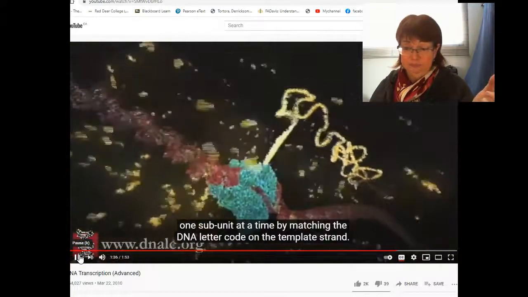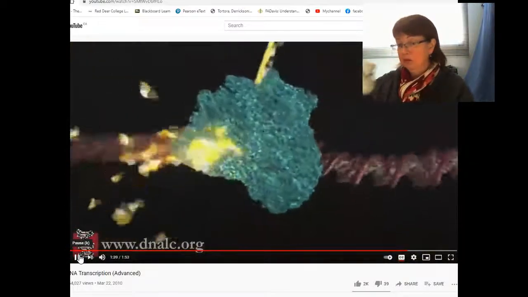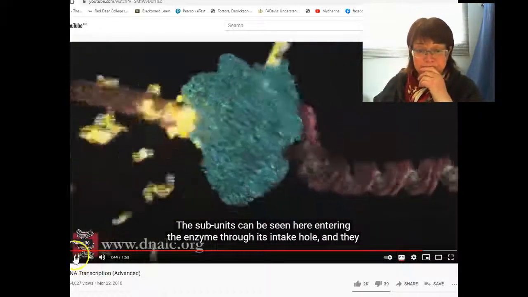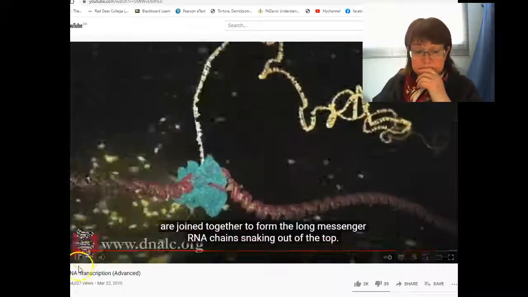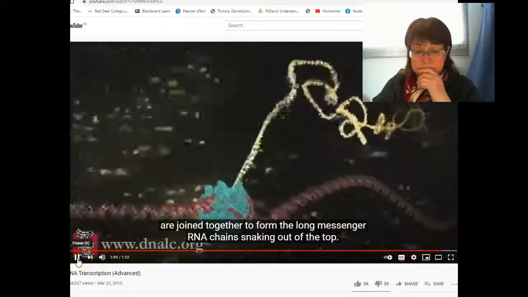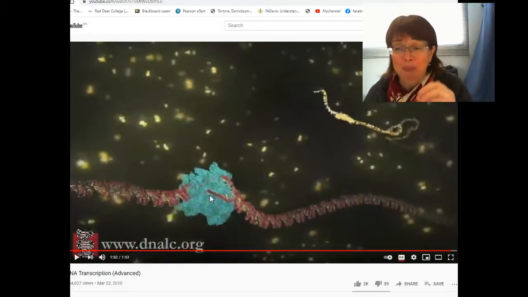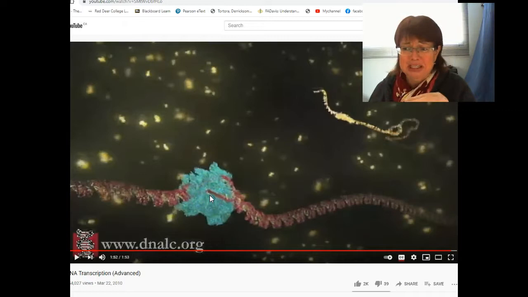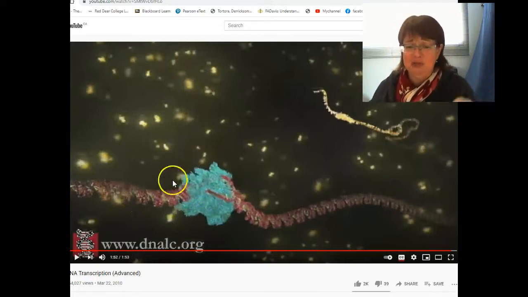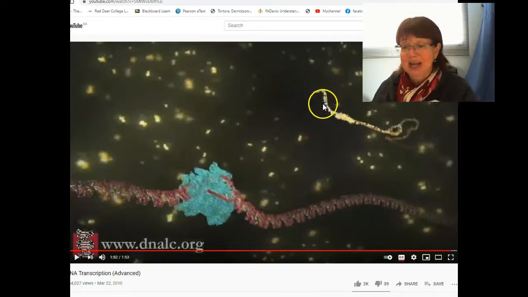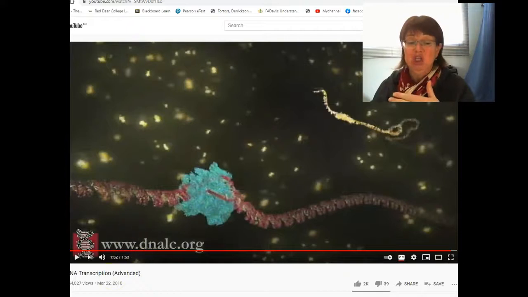By matching the DNA letter code on the template strand, the subunits can be seen here entering the enzyme through its intake hole, and they are joined together to form the long messenger RNA chain snaking out of the top. Okay, very important you realize this is a very complex system. It's not just going to happen. You've got enzymes, you've got little molecules that feed things in, and then each one of these nucleotides will build this messenger RNA, and that is the function of transcription.